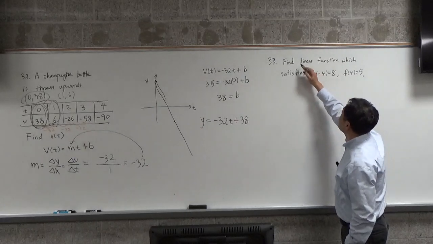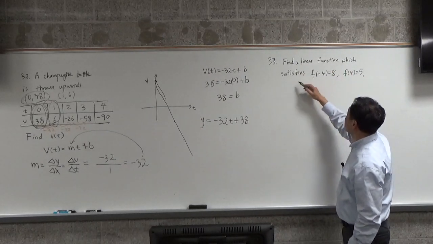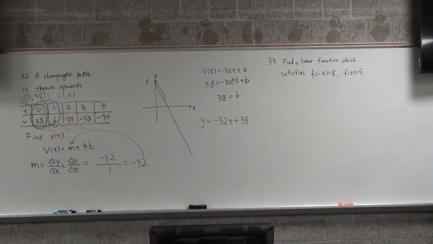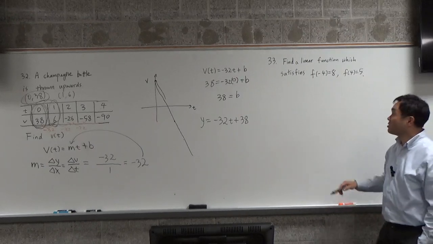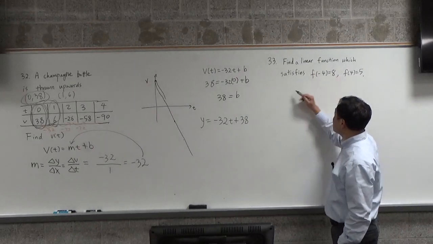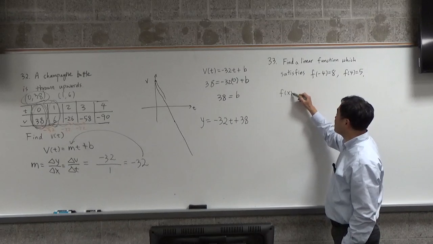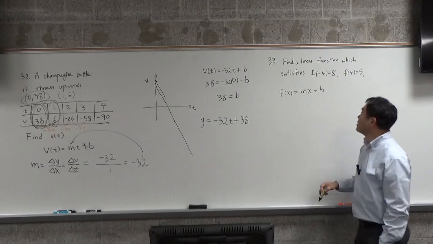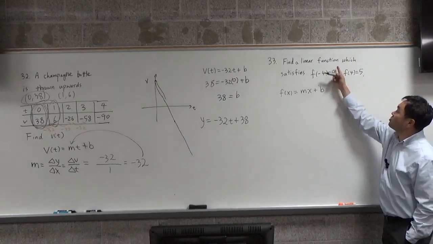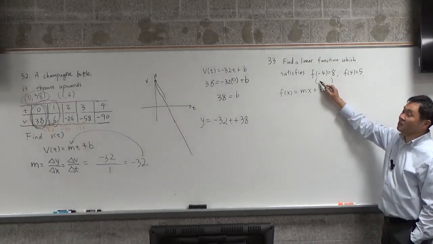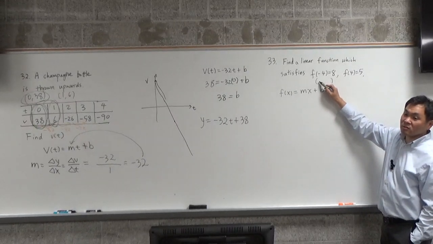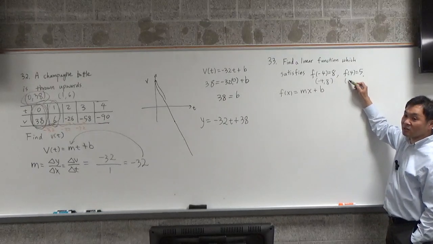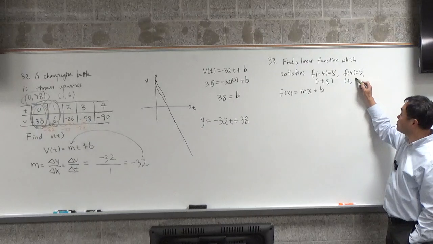Find a linear function which satisfies f(-4) = 8, f(4) = 5. Same concept. What's the general form of a linear function? mx plus b, right? And how do you convert this into a point? What comma what? When x is negative 4, y is 8. This means when x is 4, y is 5.